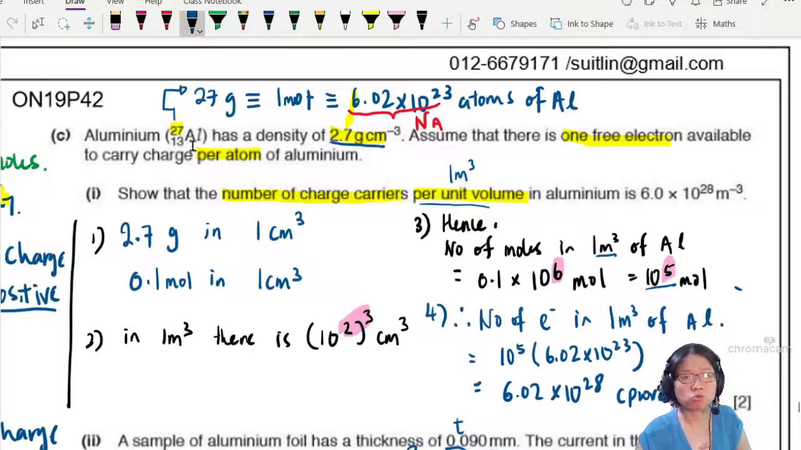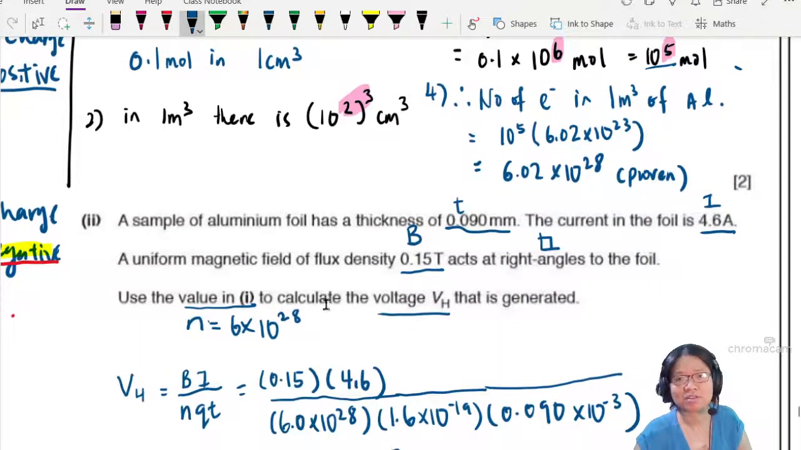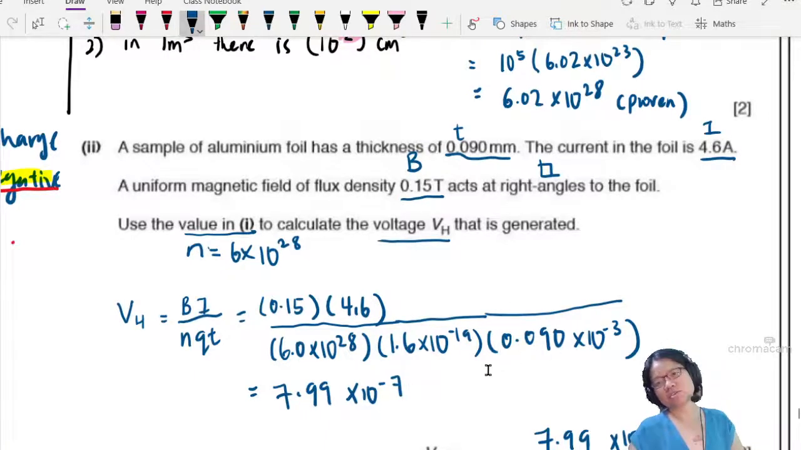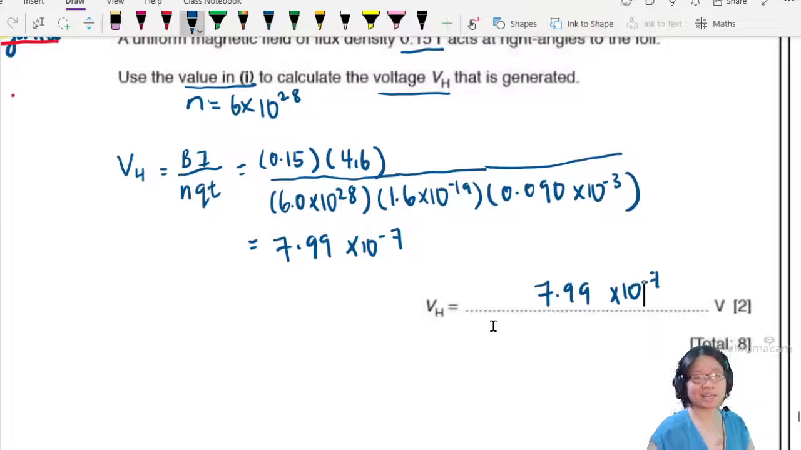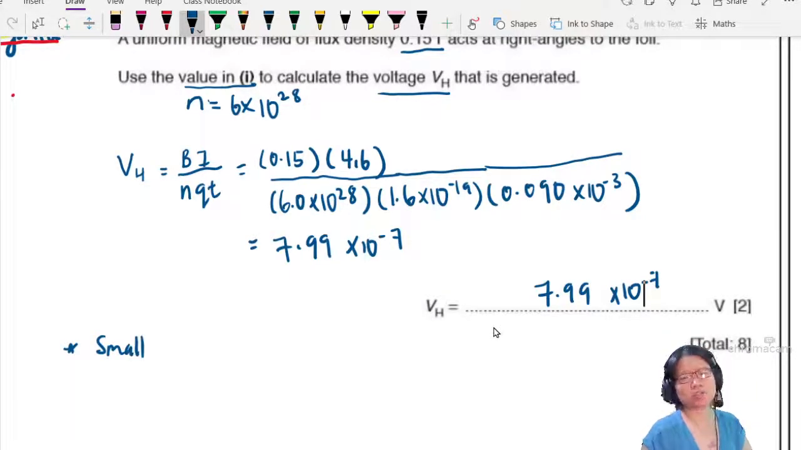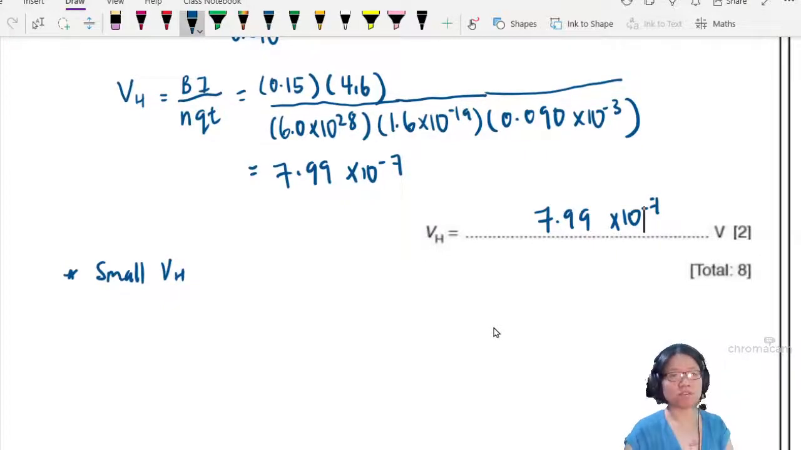We don't use something like aluminium. Conductors are not suitable because you see the thickness is already very thin. So conductors are not suitable as charge carriers. So in case they ask you to comment, I will say small, or they ask you to state and explain why VH is not suitable to use in the lab. In this case, small VH due to large number of charge carriers.